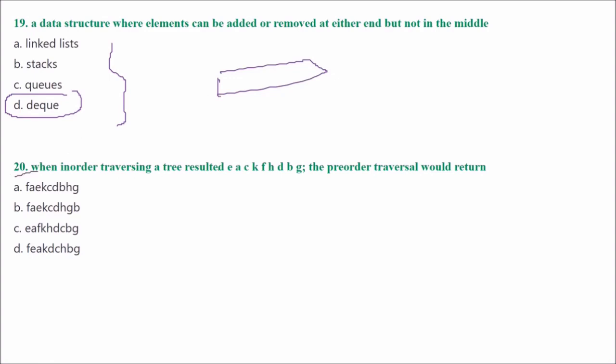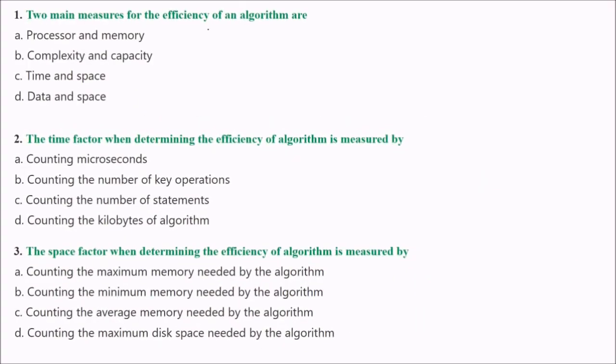Now you have in-order traversing a tree, and the pre-order traversal would return what? I leave it as an exercise for you, but I'll tell you the answer. The answer is B. The first one is: two main measures of efficiency of an algorithm. These are the options for you. The measures of efficiency are time and space. So we'll go with the third one, that is C, time and space.